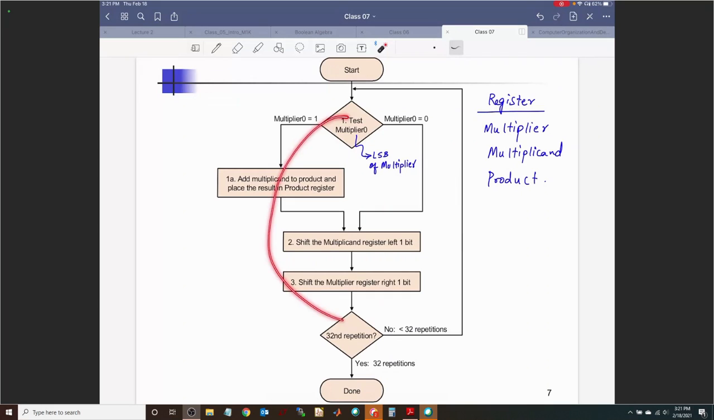And I need to do this 32 times to complete a 32-bit multiplication process. Once I reach 32, I'm done. If not, I go back and check the least significant bit of the multiplier. All right, I'll take a moment here to take your questions regarding this. If you understand this flowchart, then when you look at the block diagram to represent the hardware for a multiplier, things will be pretty straightforward because there will be a one-to-one mapping of this.